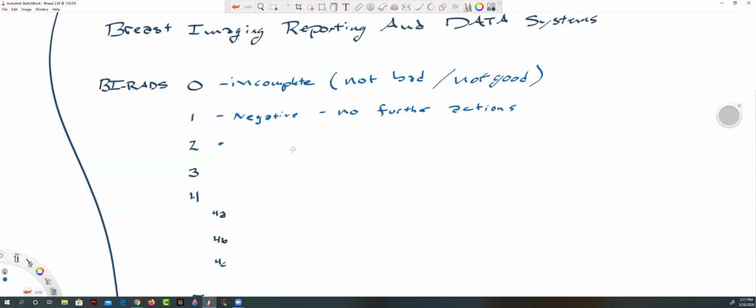BI-RADS 2 is benign. Oh, you know what? Let me go back to negative. I was getting 1 and 2 mixed up in my head. Negative is not only no further actions, but nothing seen. So you had your mammogram, you had your ultrasound, and nothing at all is seen. Hence, no further action. Just come back on whatever your schedule is.